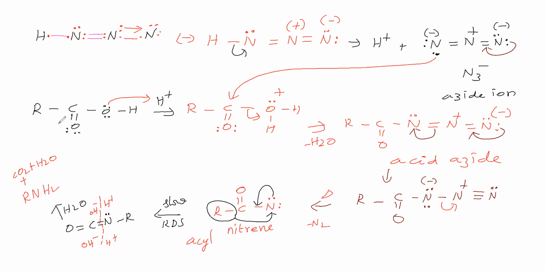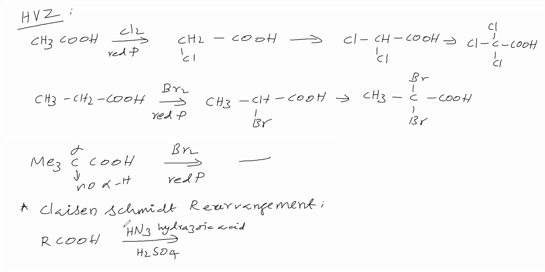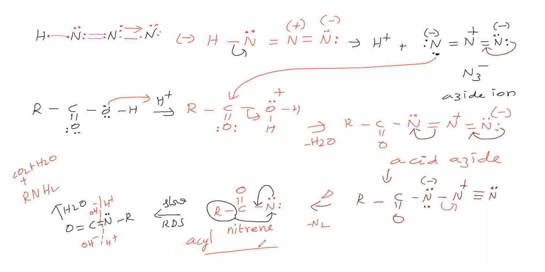So see that this carboxylic acid is treated with hydrazoic acid. On treating the carboxylic acid with hydrazoic acid, what is the product? R takes this N and becomes RNH2, and this leaves as carbon dioxide. So R takes N and becomes RNH2. We get a primary amine. It is called the Schmidt reaction. Here the intermediate is acyl nitrene. Acyl nitrene is the intermediate.